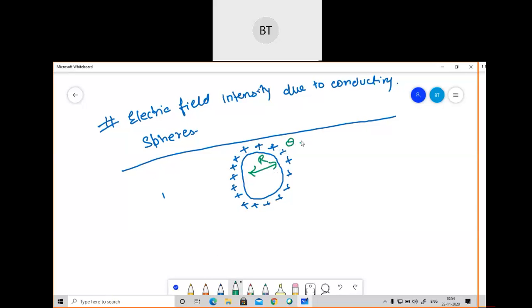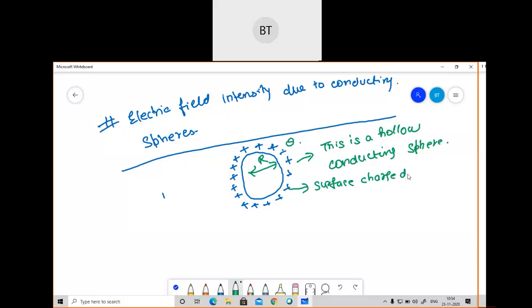So this is basically a hollow conducting sphere. Let me write it here: this is a hollow conducting sphere. The charge is distributed over this as a surface charge density. Whatever charge is there, it is distributed as a surface charge density.